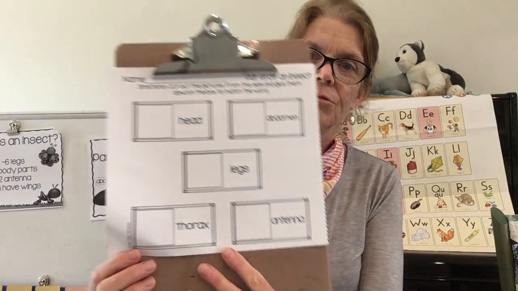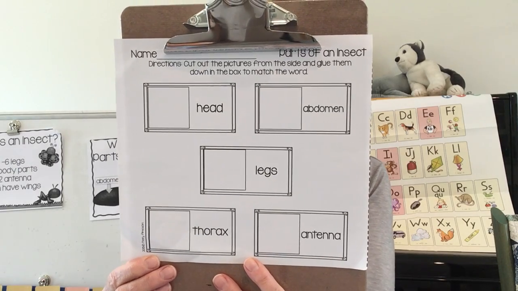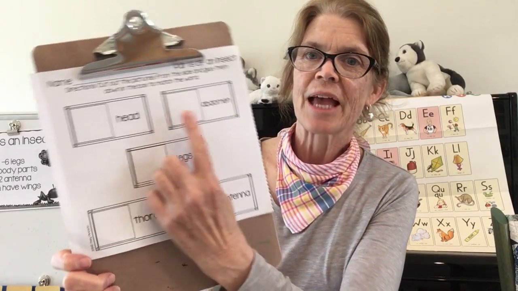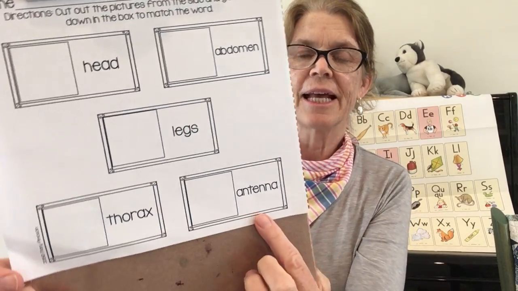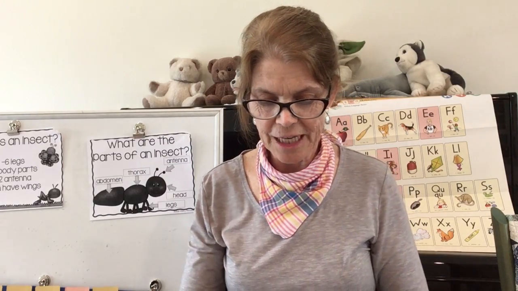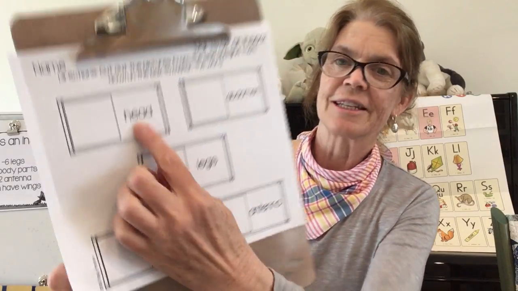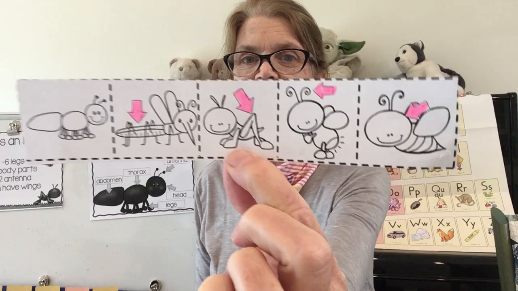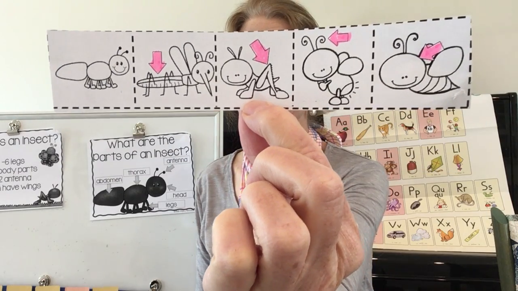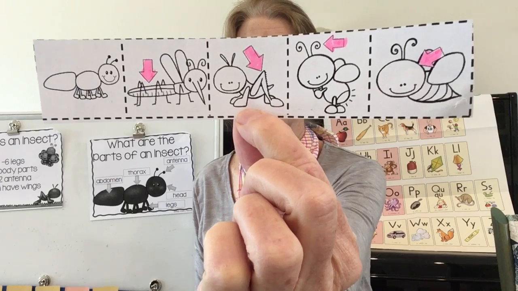In this activity, you are going to look at these words that tell you the parts of an insect. Head, abdomen, legs, thorax, and antenna. You will probably need your parents or another adult to help you do this, but you can look at this first word and figure out that that means head. You should have cut the bottom off. I colored my arrows in so that I could see to what part of the insect they were pointing.